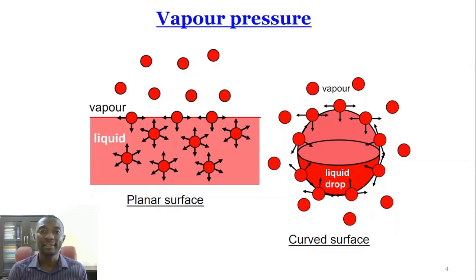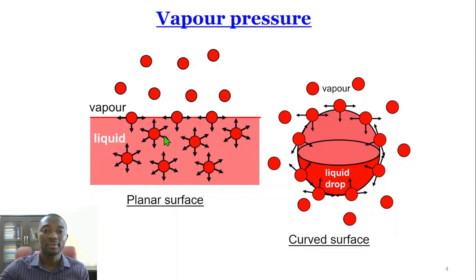Before we progress, let us take a quick look at vapor pressure. Vapor pressure is the pressure developed by the vapor of a liquid. So here is a cartoon of a planar liquid surface. This is the liquid surface, it's flat. That's what is meant by planar. And this is a liquid drop with a curved surface. Of course, drops are spherical because of the consequence of surface tension.